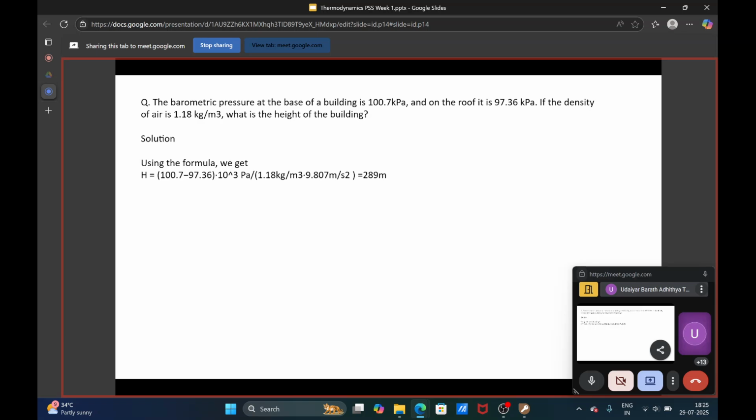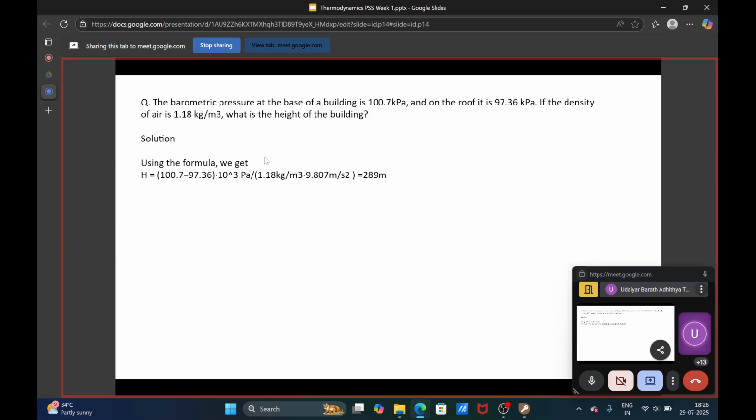So here's an example on pressure. The barometric pressure at the base of a building is 100.7 kilopascal, and on the roof it is 97.36 kilopascal. So you have a building, and you measure the pressure at the bottom, which comes out to be 100.7 kilopascal, and when you go to the roof, you find the pressure is 97.36 kilopascal. If the density of air is 1.18 kg per meter cube, what is the height of the building?